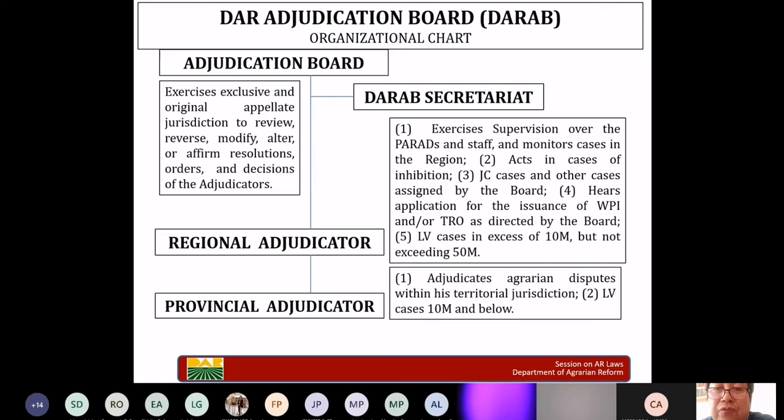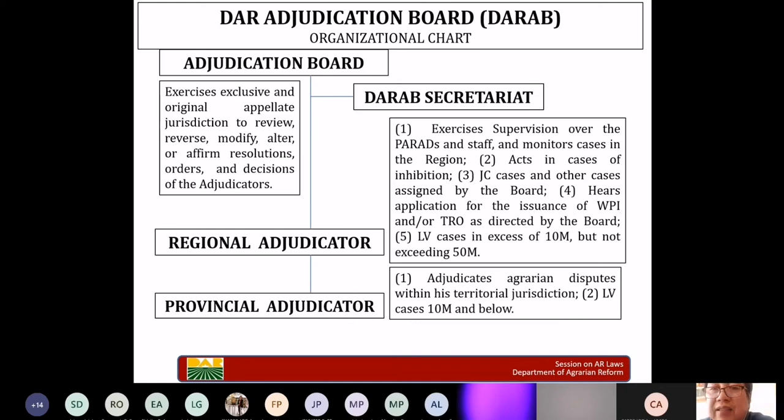The jurisdiction of the RARAD from 10 to 50 million was amended to become only 3 million up to 50 million. Meaning, the jurisdiction of the PARAD involving an initial amount of 10 million and below will be decreased to just 3 million and below. 3 million and up and above, but not to exceed 50 million, is now within the jurisdiction of the RARAD.